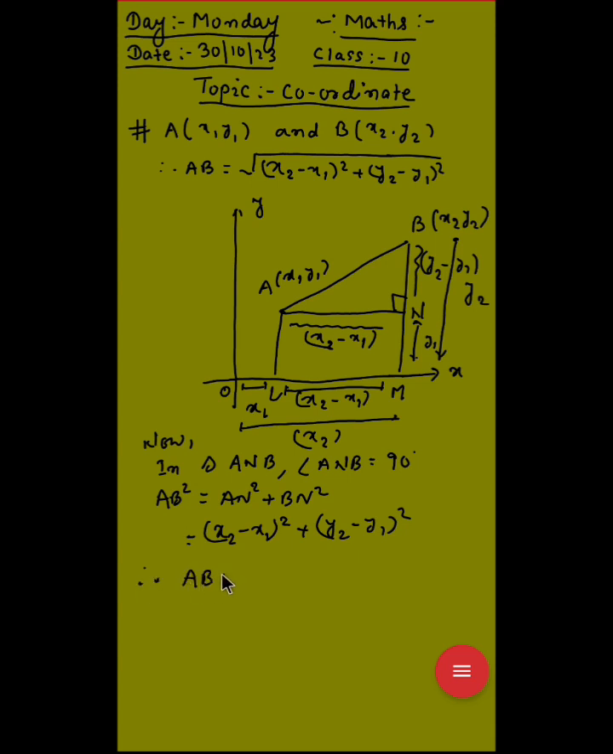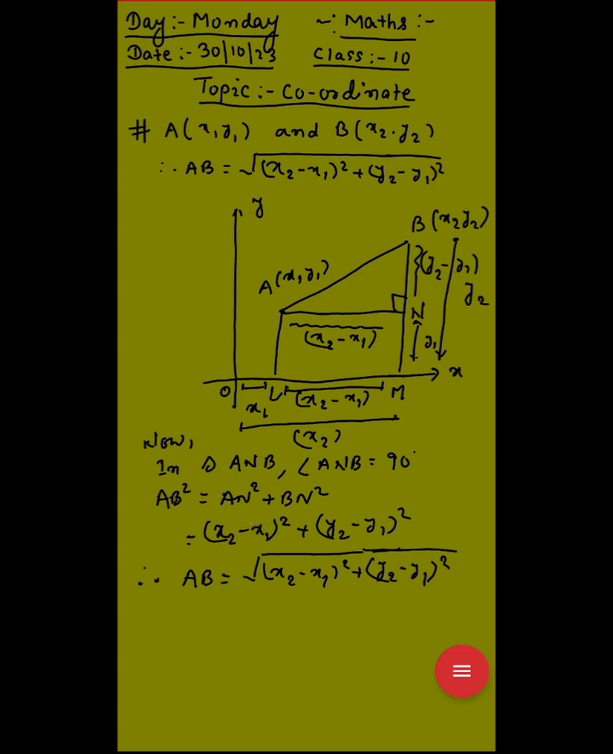So AB is defined by under root of x2 minus x1 whole square plus y2 minus y1 whole square. So see class, we have the distance formula.